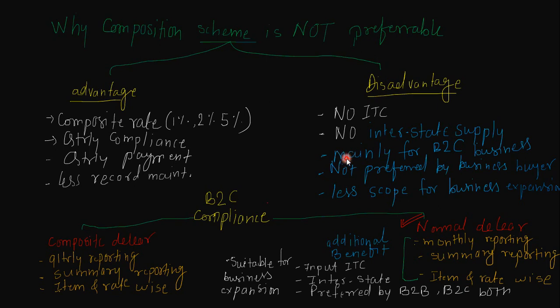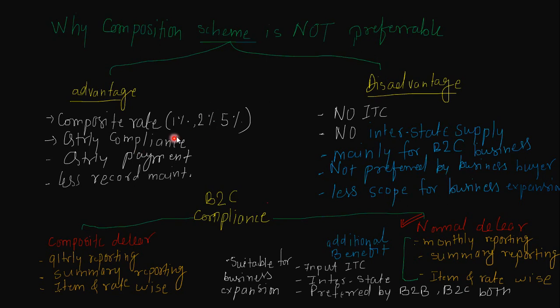It means I can only make supplies within the state where I am registered. I can procure from outside, but I cannot supply to any state other than the one where I am registered. Then, the scheme is mainly for business-to-customer business. It is not preferred by business buyers, so you cannot expect many dealers to come to you for B2B transactions, because businesses will not prefer you since you cannot provide them ITC.